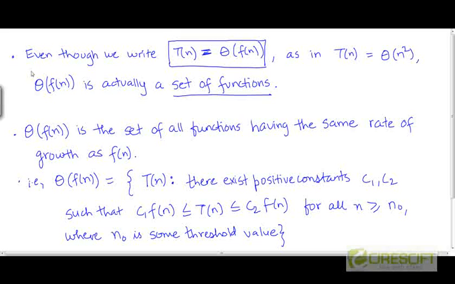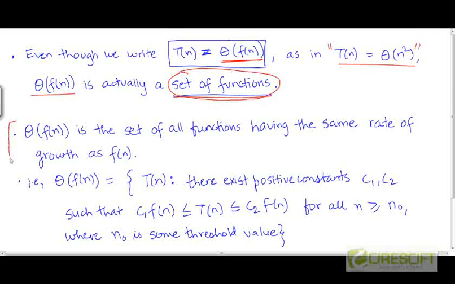One more clarification about the definition of theta notation. Even though we write T of n is equal to theta of f of n, as in saying, for example, that T of n is equal to theta of n square, we need to understand that the right hand side here, which is theta of f of n or theta of n square in this particular example, actually denotes a set of functions. So theta of f of n is actually a set of functions.